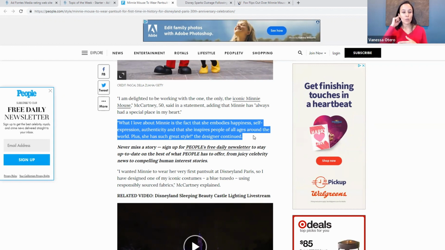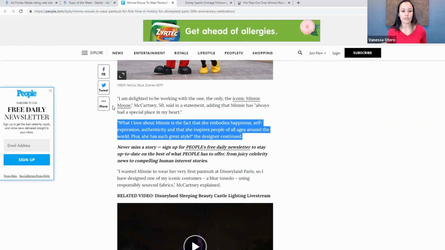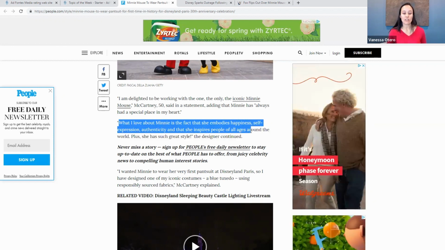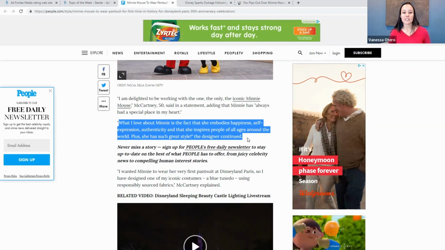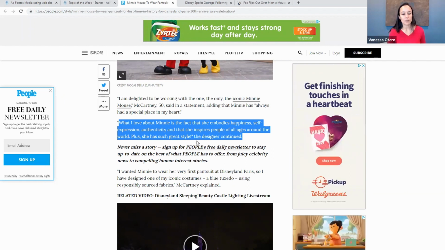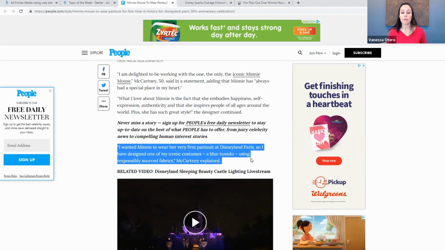So what does she say? She says more positive things about Minnie Mouse. That's not really a political thing. It's a fictional character, right? She says, "What I love about Minnie is the fact that she embodies happiness, self-expression, authenticity, and that she inspires people of all ages around the world. Plus she has such great style." Hard to see anything political there. "I wanted Minnie to wear her very first pantsuit at Disneyland Paris. So I have designed one of my iconic costumes, a blue tuxedo, using responsibly sourced fabrics."